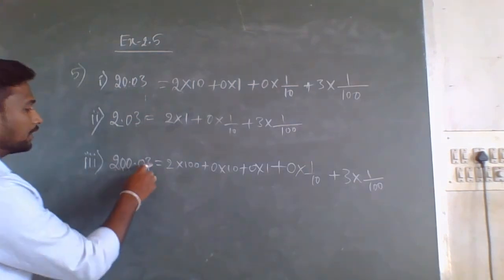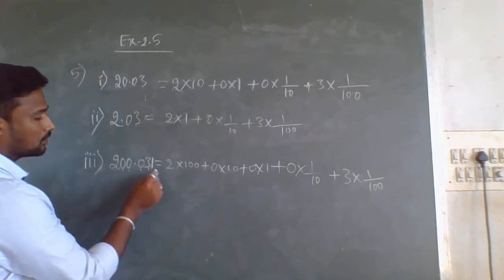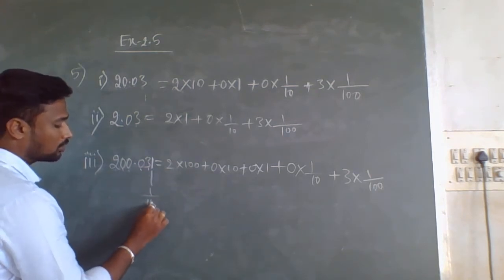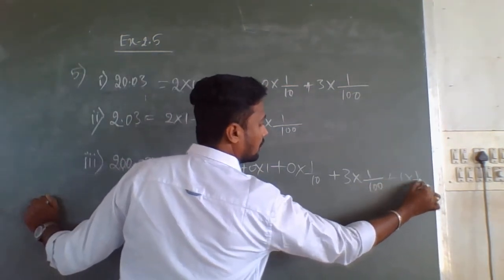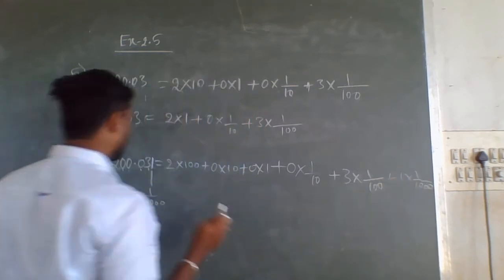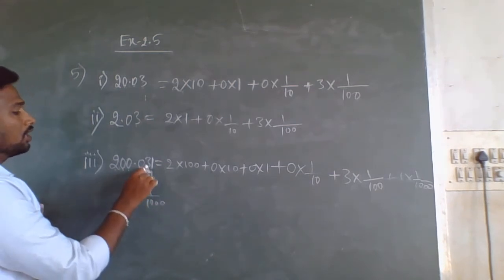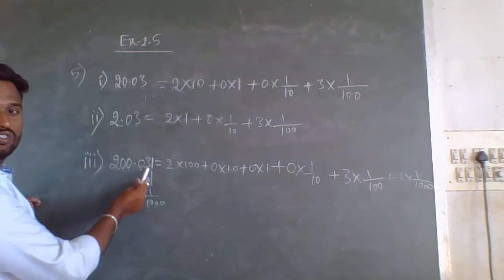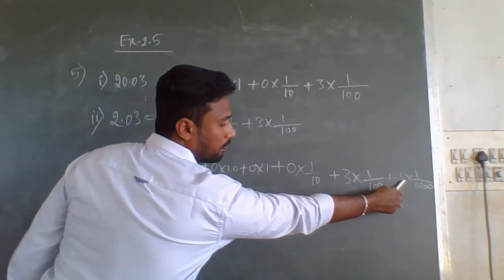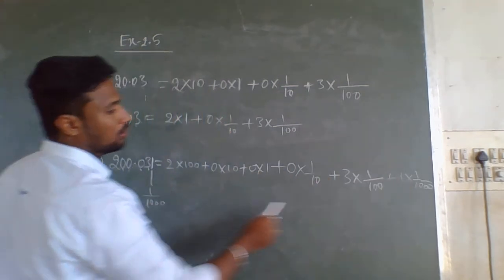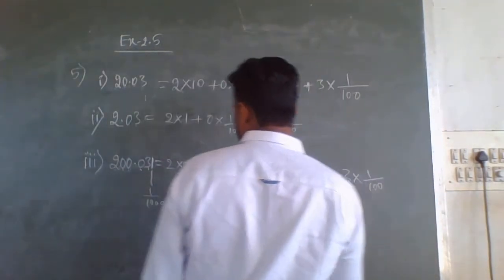If here after 3 there is another number, suppose for example they have given 1, after tens and hundreds position there will be thousands position, means 1 by 1000. So after this we should write plus 1 into 1 by 1000 in the decimal number. If they have given 1 here, this is at the position 1 by 1000, so at last we should write 1 into 1 by 1000. But here they have not given thousands position.